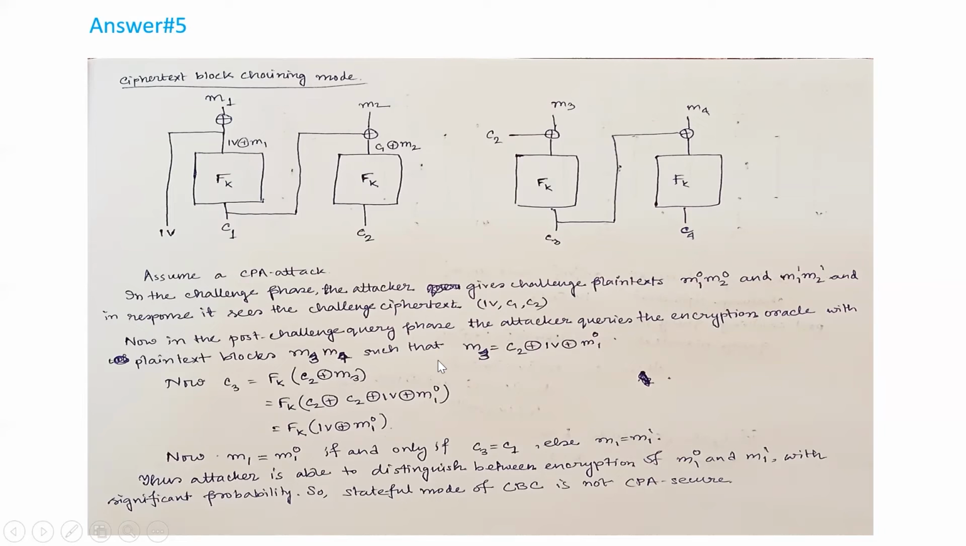What happens is, how will C3 be calculated? C3 will be calculated as FK of C2 XORed with M3. Now you replace M3 with the expression C2 XORed IV XORed M10. It gives back IV XORed with M10. So FK of IV XORed with M10 will be exactly the same as C1, only if M1 was actually M10. If it is not, then certainly M11 was provided in this block. So with probability 1, the attacker can say whether the challenge ciphertext is of this particular plain text or this one. So CPA security clearly does not hold here.